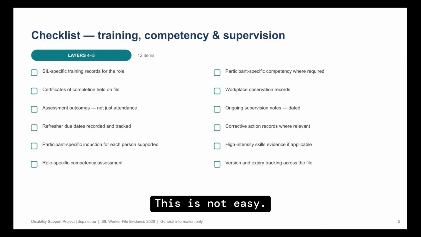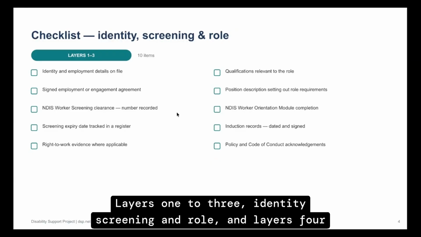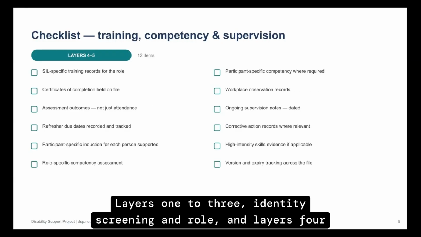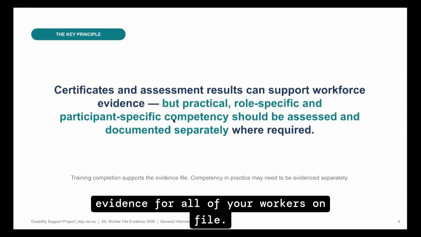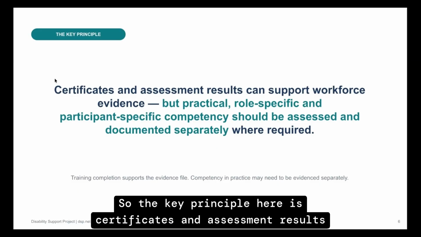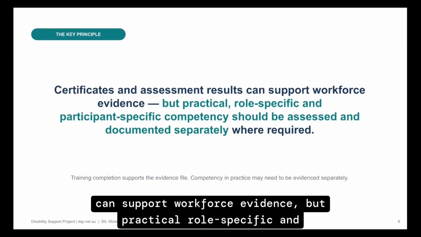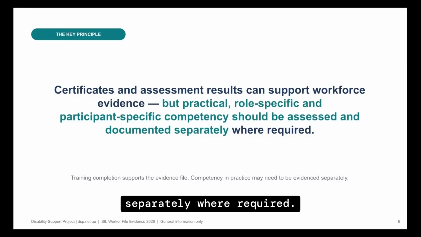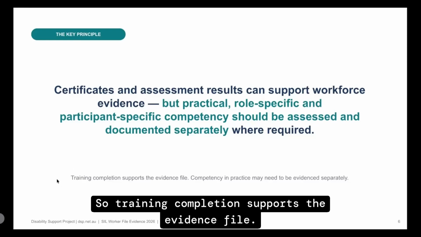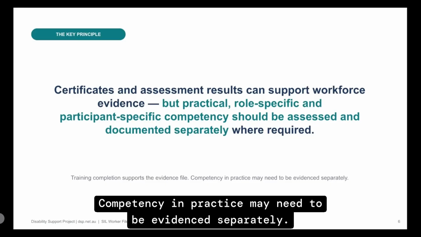This is not easy. Layers 1 to 3, identity, screening and role, and layers 4 to 5, training, competency and supervision, are not easy to evidence for all of your workers on file. So the key principle here is certificates and assessment results can support workforce evidence, but practical role-specific and participant-specific competency should be assessed and documented separately where required. So training completion supports the evidence file. Competency in practice may need to be evidenced separately.